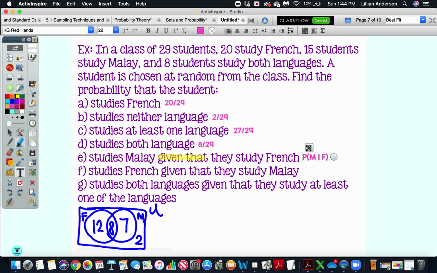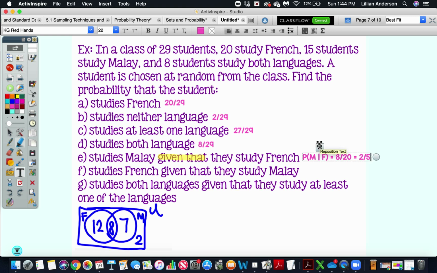So that's our order. So our denominator represents the amount of students that study French. Well, that is 20 students that study French. So 20 is going to be my denominator. And then my numerator is going to be, out of those 20 kids, how many study Malay? And that's going to be 8. So my answer is 8 out of 20, which does reduce down to 2 over 5.